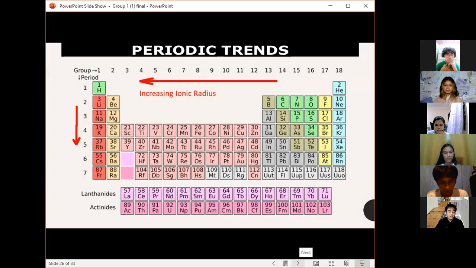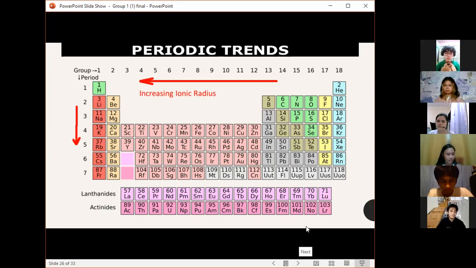Finally, let's talk about the trend of ionic radius across the periodic table. The ionic radius increases from right to left. For example, let's consider the elements in the third period. First, the cations. Sodium ion has an ionic radius of 95 picometers, magnesium ion is 65 picometers, and aluminum ion is 50 picometers. Second, the anions. The ionic radius of phosphorus ion is 195 picometers, sulfur ion is 184 picometers, and chlorine ion is 181 picometers.